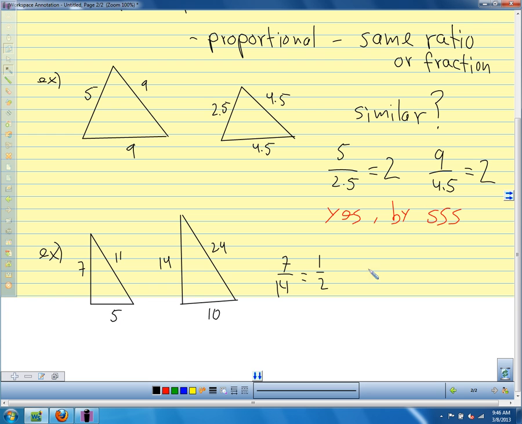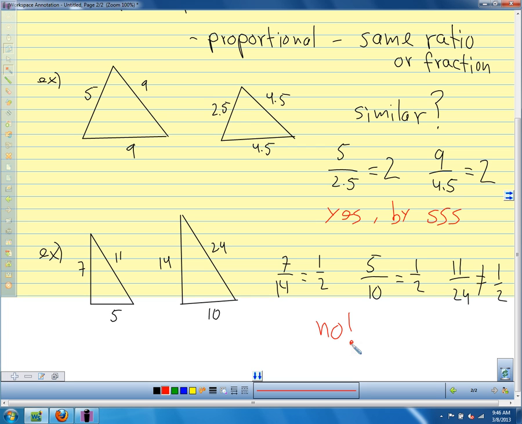What side is going to match with 5? 5 divided by 10 is 1/2. And then we're going to match 11 and 24. 11 divided by 24. Does that equal 1/2? No. So this would be no. All 3 are not exactly the same, so these two are not similar. They're kind of close, but not quite. Questions on that one?